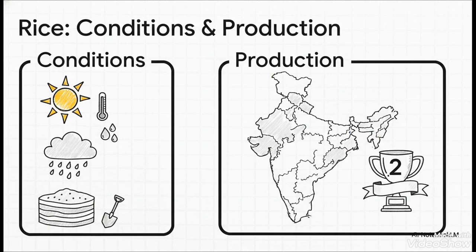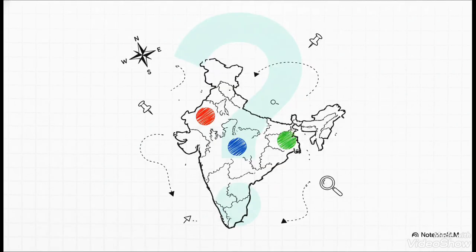First, the conditions. Rice is a kharif crop, so it loves high temperatures. We're talking above 25 degrees Celsius and lots of rain, over 100 centimeters. Clayey soil is perfect because it holds water. Then, for the second part, you have to mention production. India is the world's 2nd biggest producer, and the key states you'd want to name are West Bengal, Uttar Pradesh, Punjab, and Haryana.